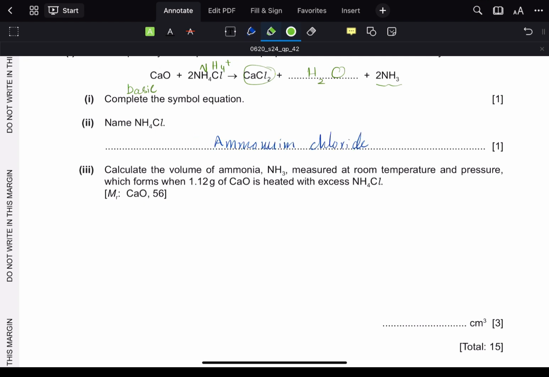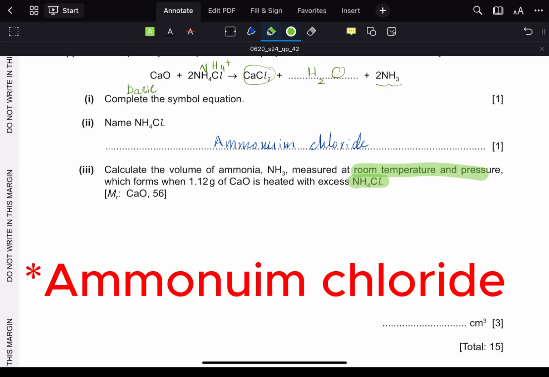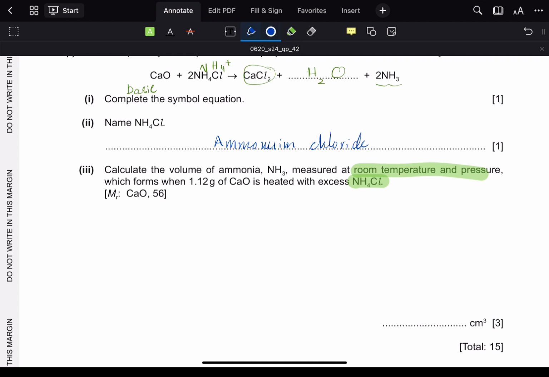Part 3. Calculate the volume of ammonia, NH3, measured at room temperature and pressure, which forms when 1.12 grams of calcium oxide is heated with excess ammonia. And we're also given the MR of calcium oxide. To solve this question, we can first calculate the moles for calcium oxide, and then we can use stoichiometry or mole ratio to calculate the actual moles for ammonia. We can then use the number of moles and the molar volume to calculate the volume of ammonia that is formed.